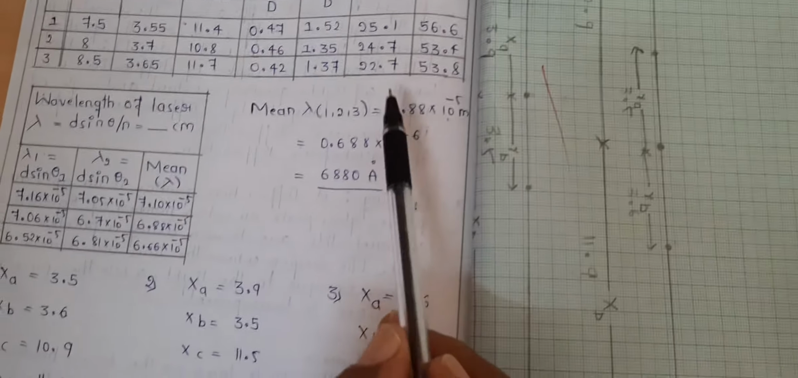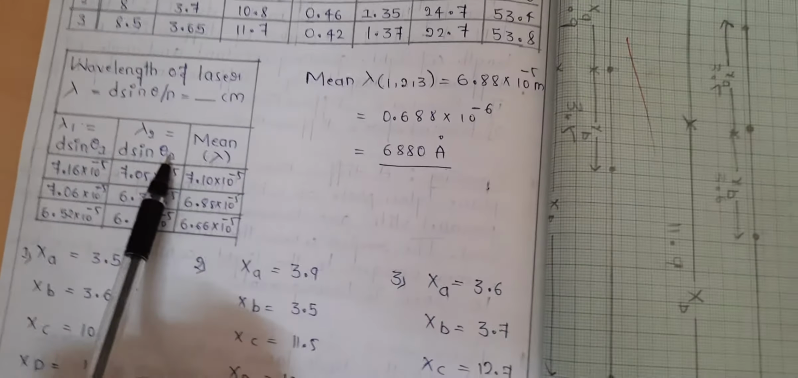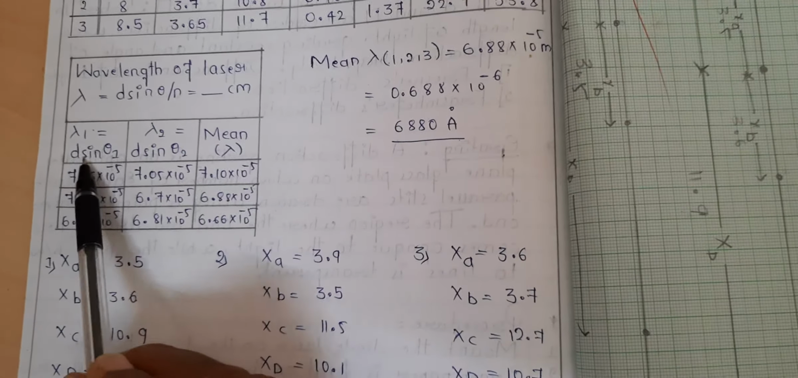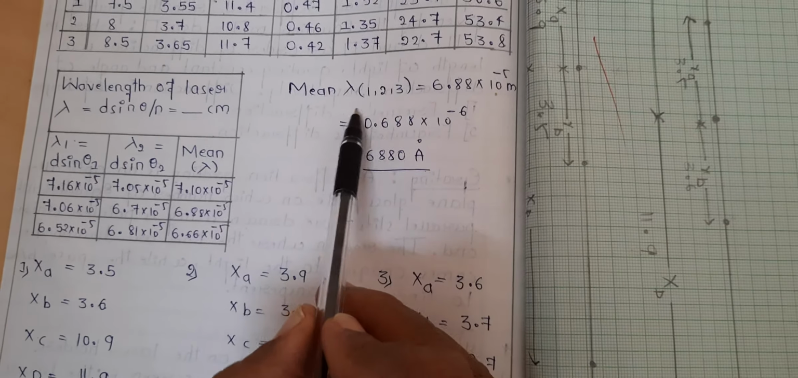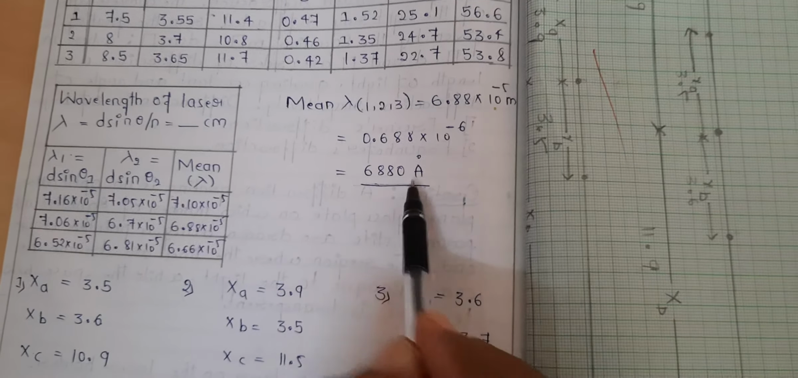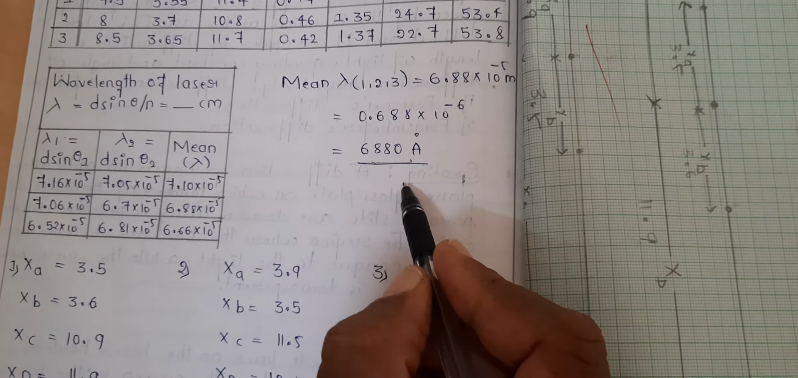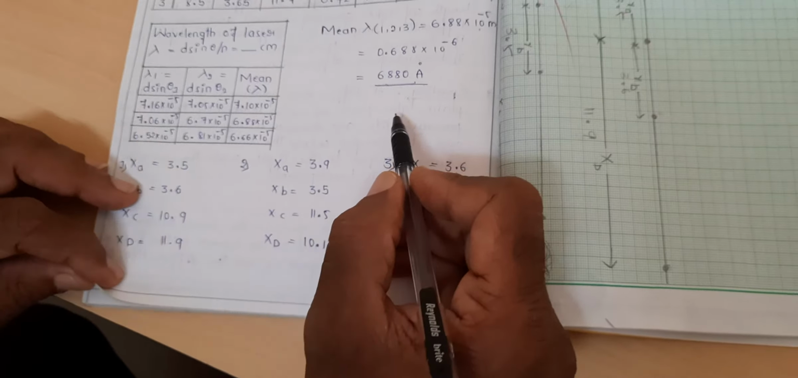Now we take these values and calculate lambda 1 and lambda 2 by this formula, n lambda equals d sin theta. Then the mean lambda can be calculated from lambda 1, 2, 3. Finally, we got the value of 6880 angstrom.